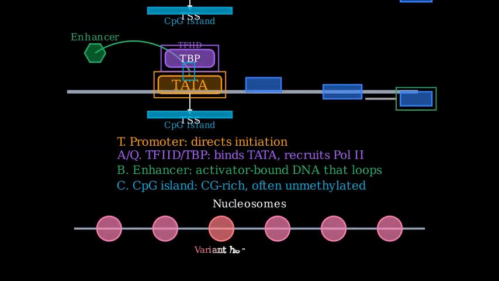Epigenetic layers regulate access. D DNMT, a methyltransferase, adds methyl groups to cytosines in CpG, typically repressing transcription. E histone variants change nucleosome properties. F chromatin remodeling slides or ejects nucleosomes to open or close DNA.